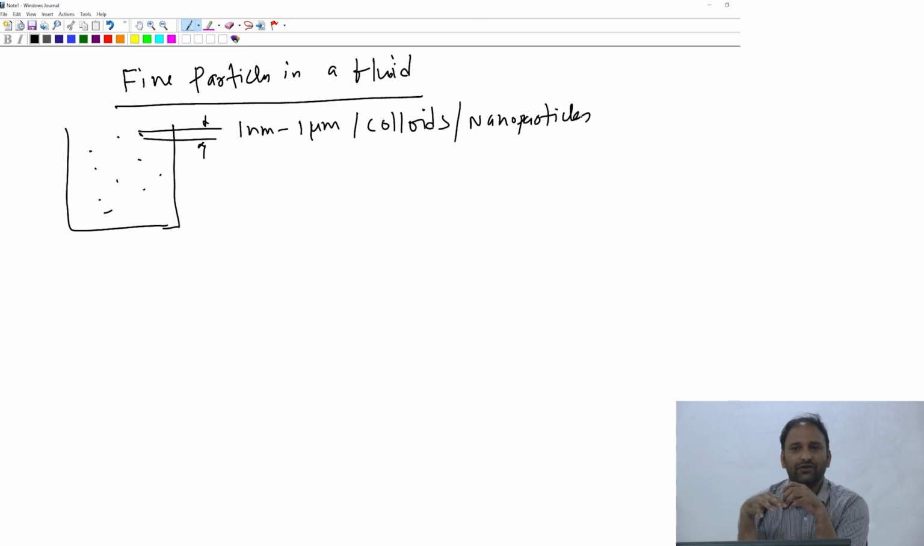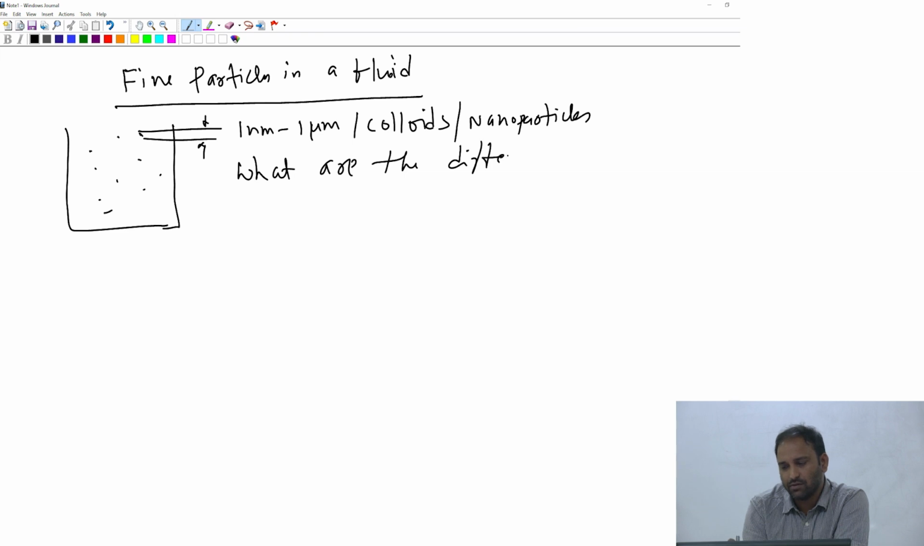nanoparticles, right? If you remember the movie that I showed a couple of classes ago, there was a movie in which you had objects which were kind of moving around, right? And so now if you take such tiny particles and put them in a fluid, I'm going to ask a question as to what are the different forces acting on the particle.